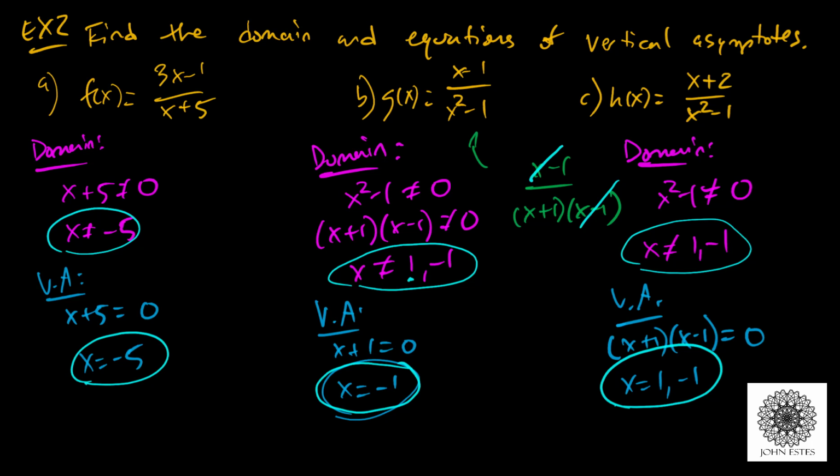Okay, I hope this makes sense. The only thing you really have to worry about is to cancel out the common terms from the numerator and the denominator. Those are not vertical asymptotes, they're holes. But everything else will be a vertical asymptote coming from your denominator.